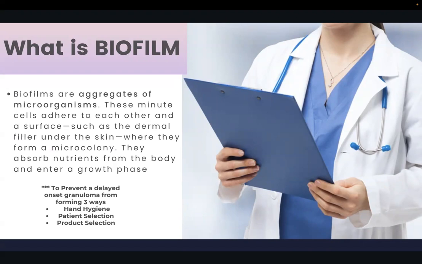So for patient selection, you want to make sure that the patient doesn't have any type of autoimmune disorders. If they do, that's just an additional conversation you're going to be having with the patient. And then product selection. Some of the Vycross products do have a higher chance of causing these delayed onset granulomas from occurring. And these will occur 6 to 9 months after the patient has been injected. So there's no way for us to know if it's going to occur.